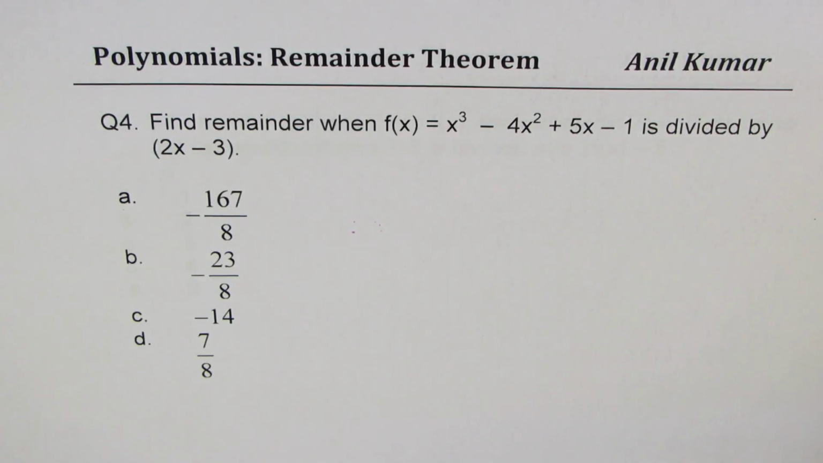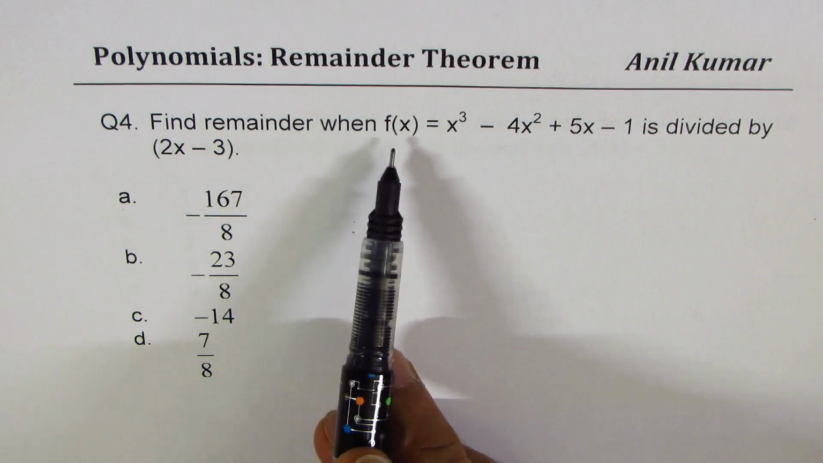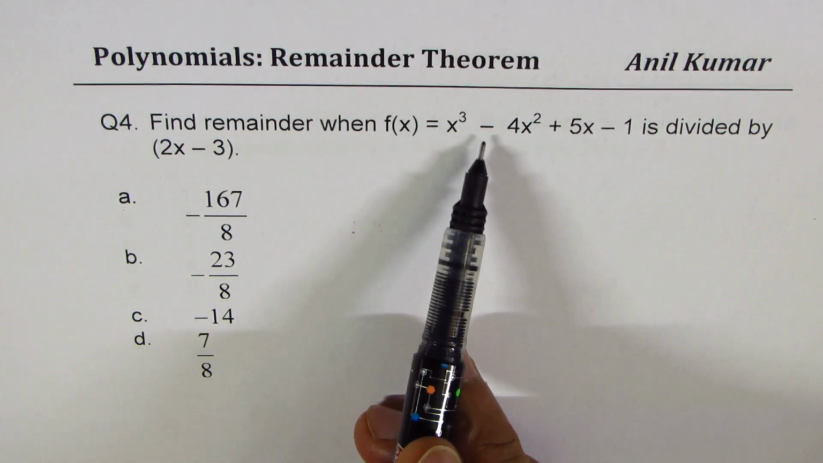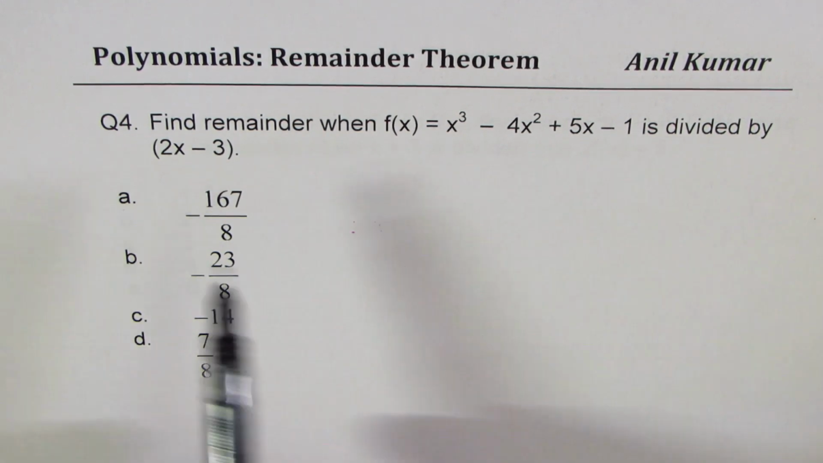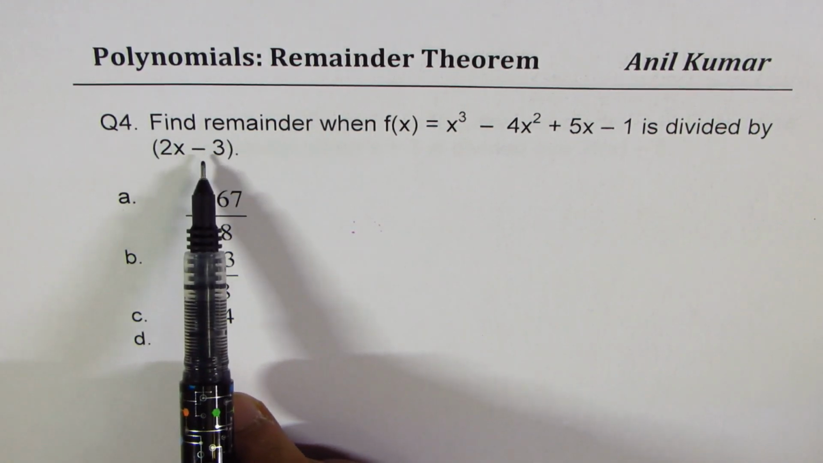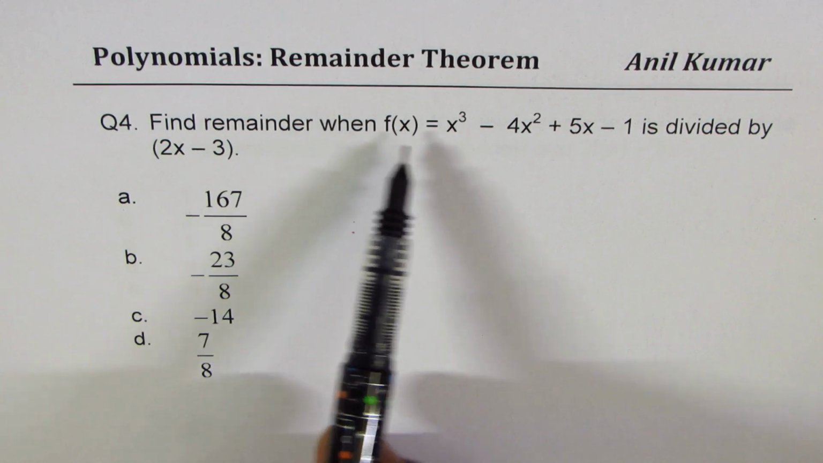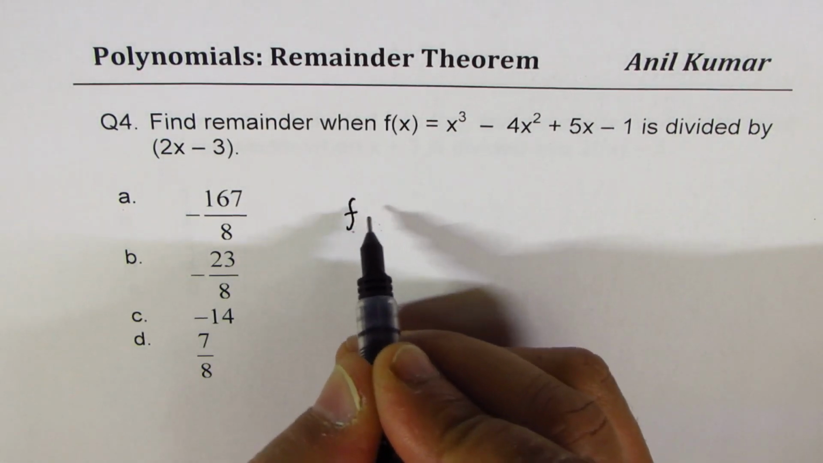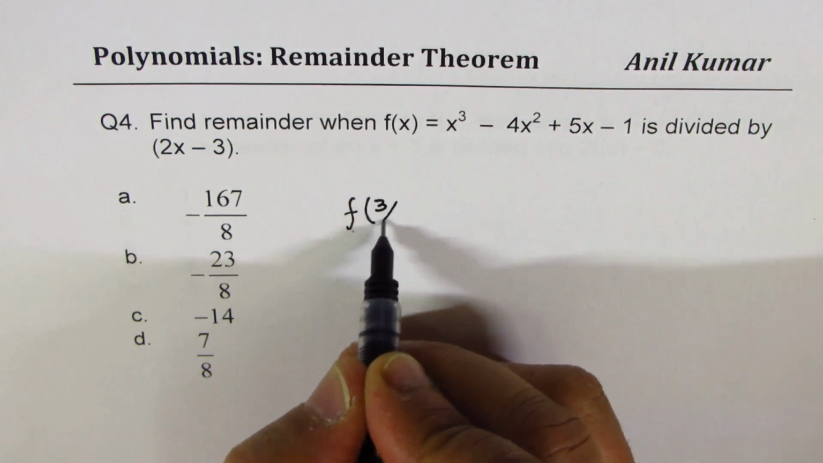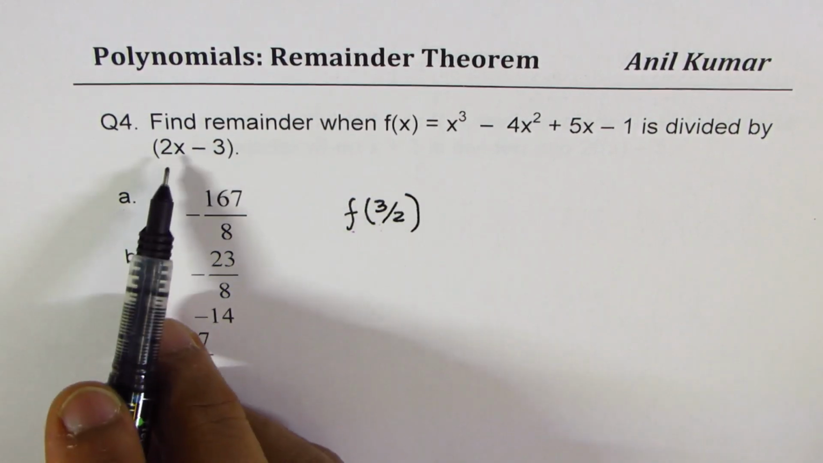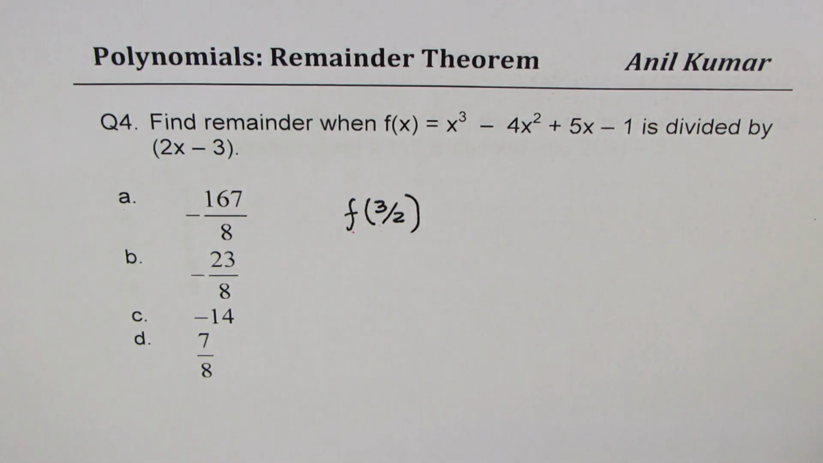Here is question number 4. The remainder when f(x) = x³ − 4x² + 5x − 1 is divided by 2x − 3. So we have to find the remainder. Basically, we have to find the value of this function for f(3/2). So what makes this 0? That is what you have to figure out.